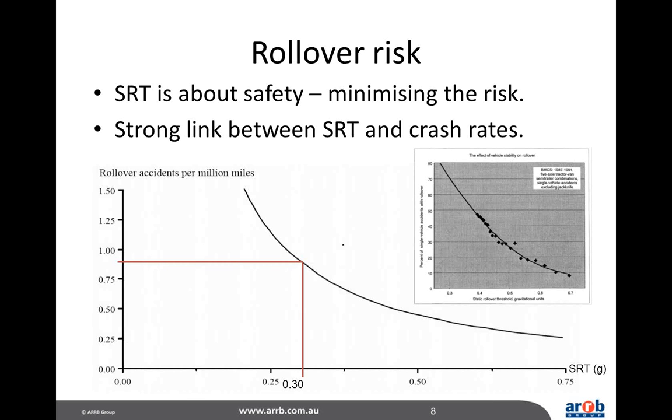Now on my chart, which is the larger one, filling most of the screen, I've shown here at an SRT level of 0.3, we are at about 0.8 rollover accidents per million miles. But if we were to raise static rollover threshold to 0.35, we reduce that risk by 22% to less than 0.75 rollover crashes per million miles. If we go further, we can get a 1/3 reduction in risk just by going up to a static roll threshold of 0.4.